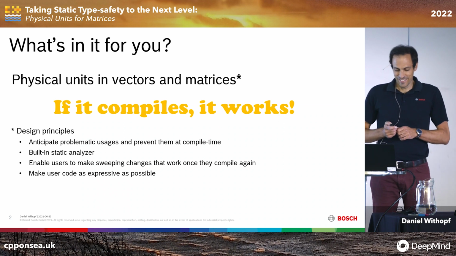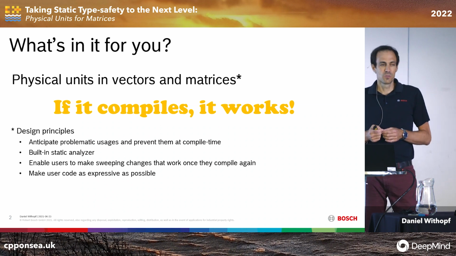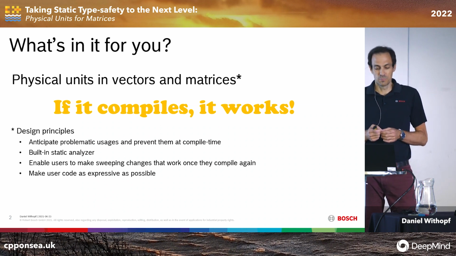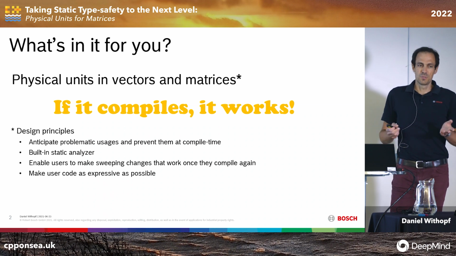So on the way, we'll also try to enable the users of such a library to make sweeping changes in their code base that works once it compiles again. And last but not least, we want to try to make the user code that uses such a library as expressive as possible. So ideally, you should be able to tell from a single line of code what is happening there.